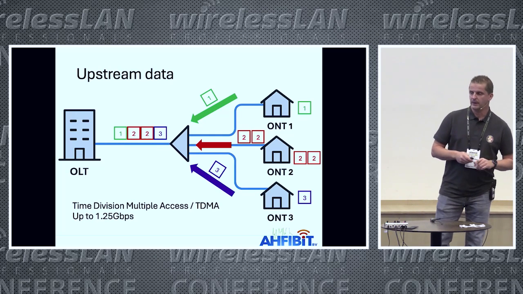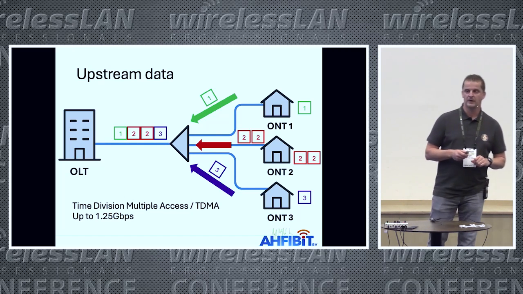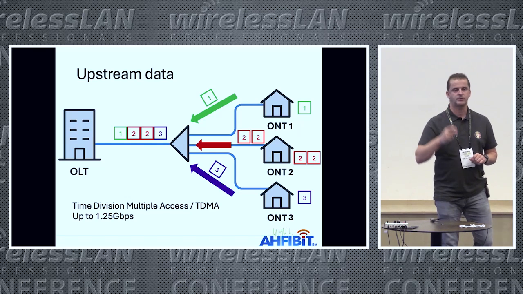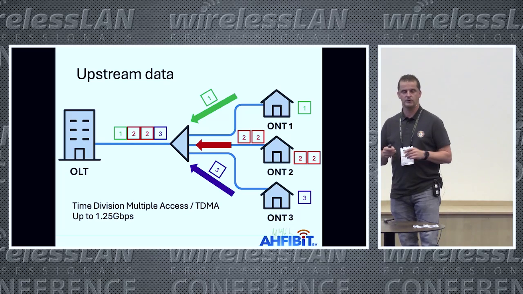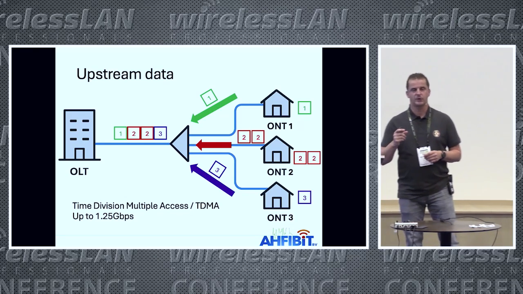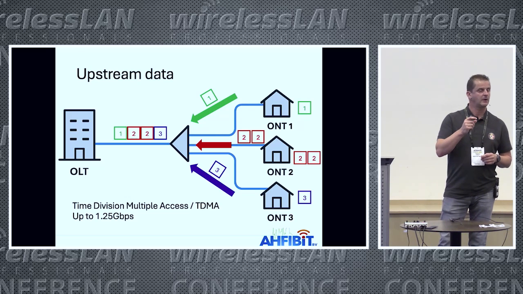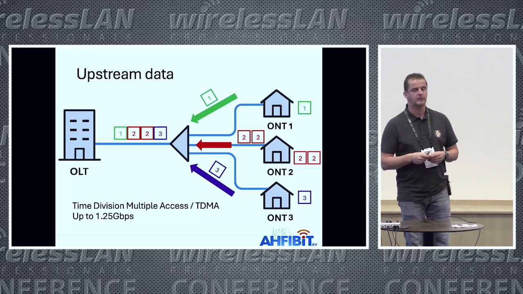Now, upstream is different, because here we're going to use time division multiple access, TDMA. So each ONT, each access point is given time to send its data over the fiber optic network to the OLT, to the main switch. For this reason, because the ONTs are not transmitting all the time, they just get a time slot, our throughput is a lot less.